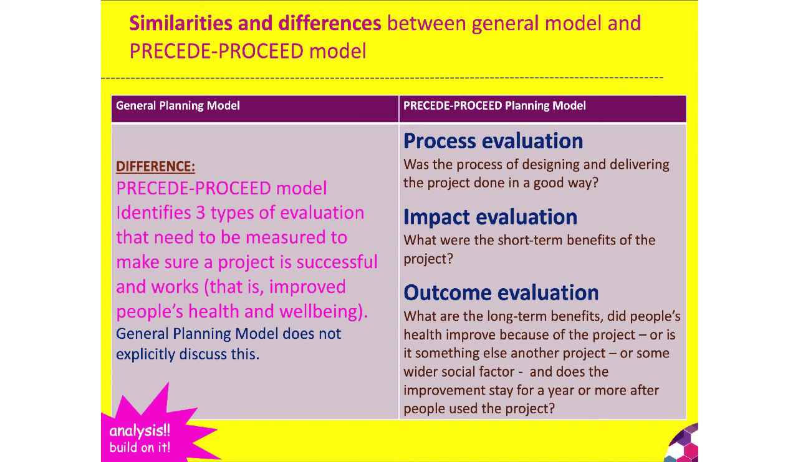Impact evaluation is about what the short-term benefits to health and well-being of the project are. And outcome evaluation is what the long-term benefits are, a year or 2 years or 3 years on from when the project started. Did people's health improve because of the project, or was it something else or some wider social factor? So again, the PRECEDE-PROCEED model identifies three types of evaluation that need to be measured to make sure a project has been fully successful. The general planning model does not do this.